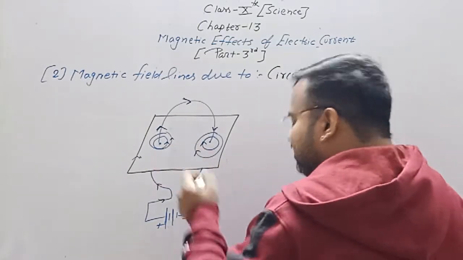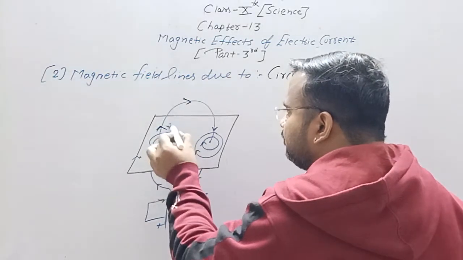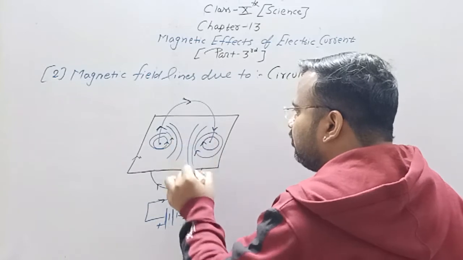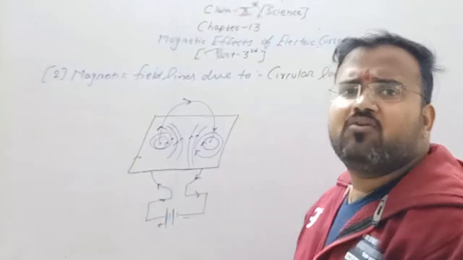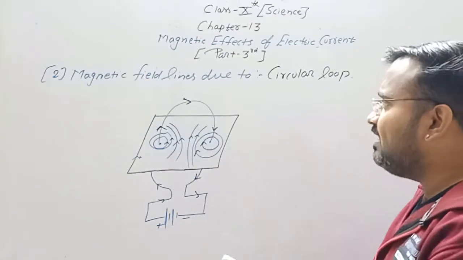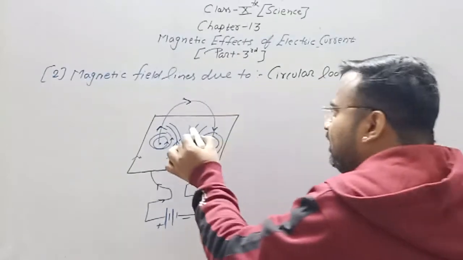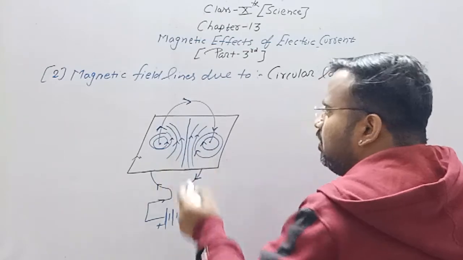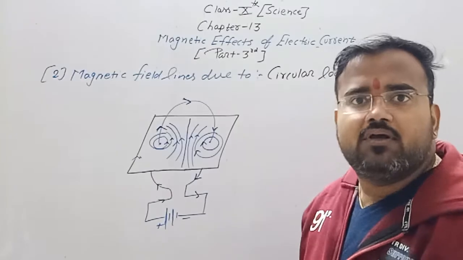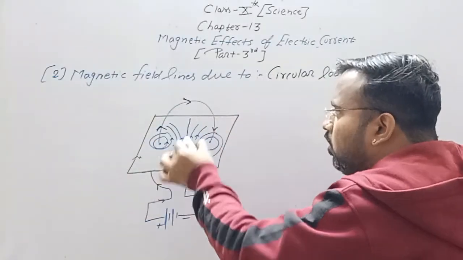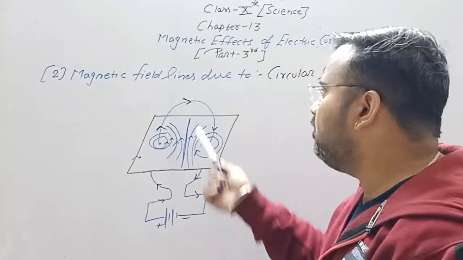No, many concentric circles will form. Okay, many concentric circles of bigger size would form. So like this, many concentric circles will form, and at the center of the plane, the magnetic field lines would be straight, because all the concentric circles will merge at the center of the loop. Therefore, the magnetic field lines at the center of the loop would be straight.